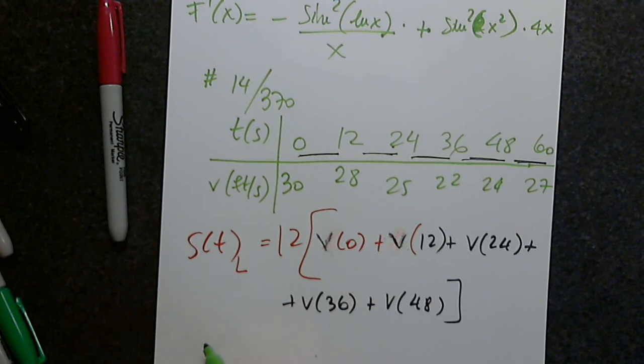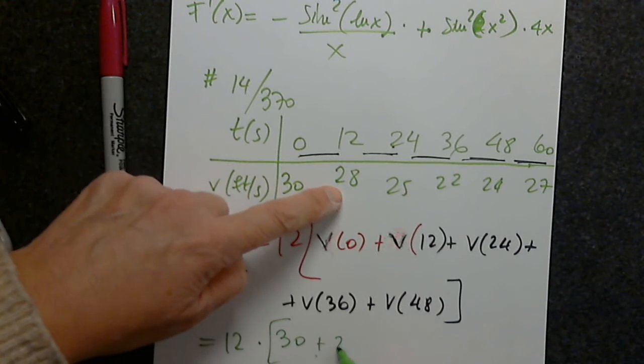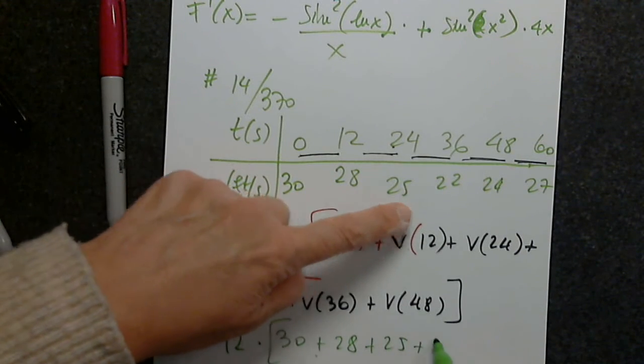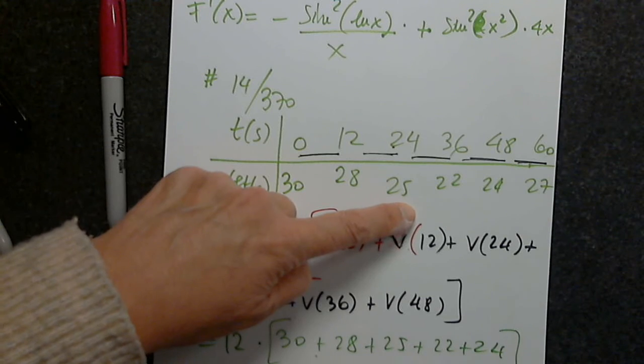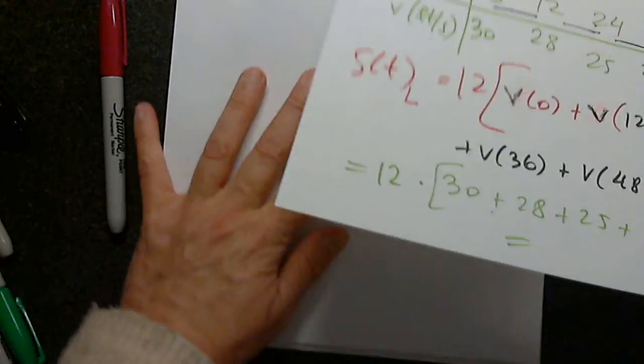So all I have to do is just punch in the numbers. 12 times 30 plus 28 plus 25 plus 22 plus 24. So please give me the number. This is the distance covered by the motorcycle between 0 and 60 seconds, estimated using the leftmost point. Whatever number you give me, I'm going to trust you and put it in.